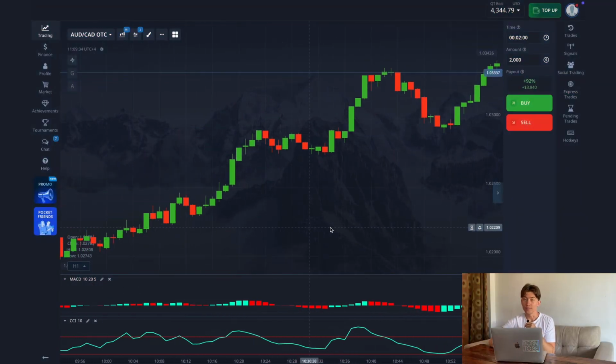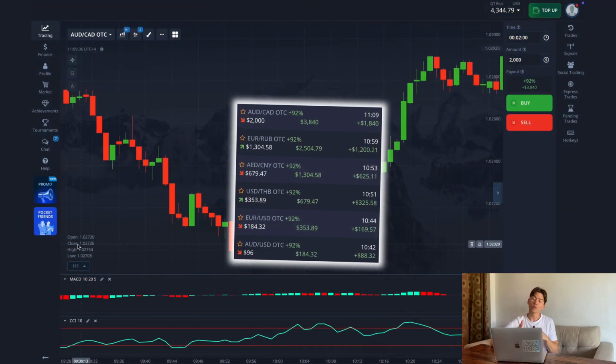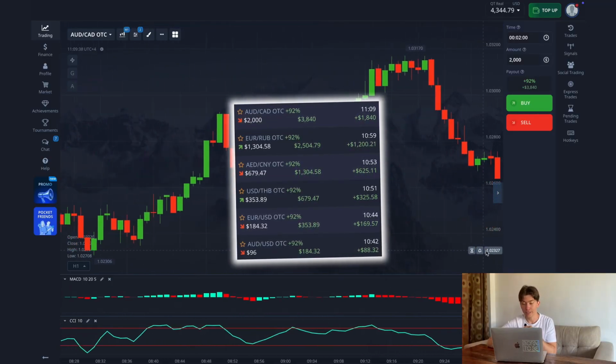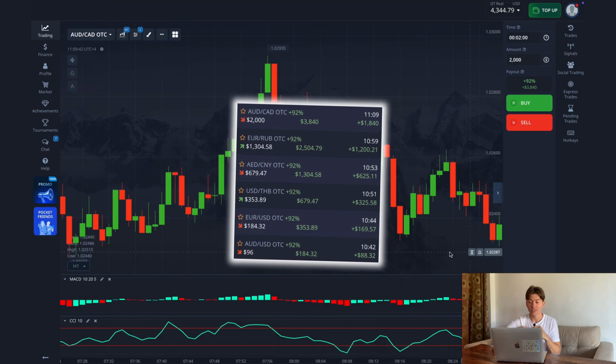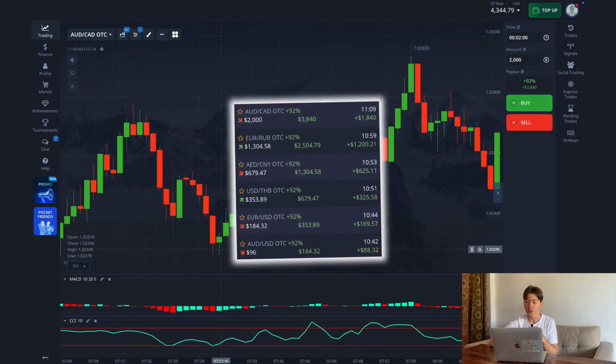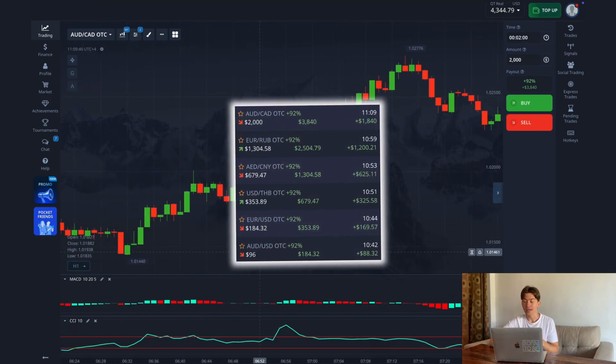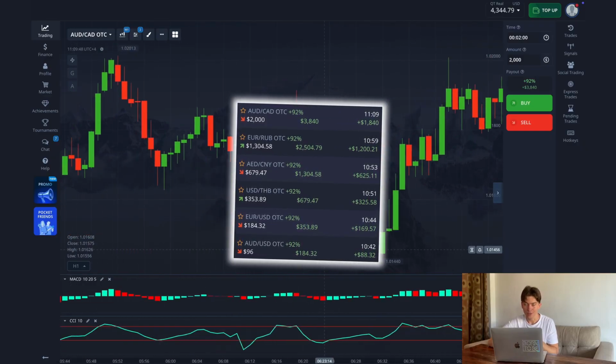Balance moves from $96 all the way to $4,344. Excellent result. If you've got questions about the strategy or you want to go deeper, message me on Telegram anytime and I'll be happy to help.